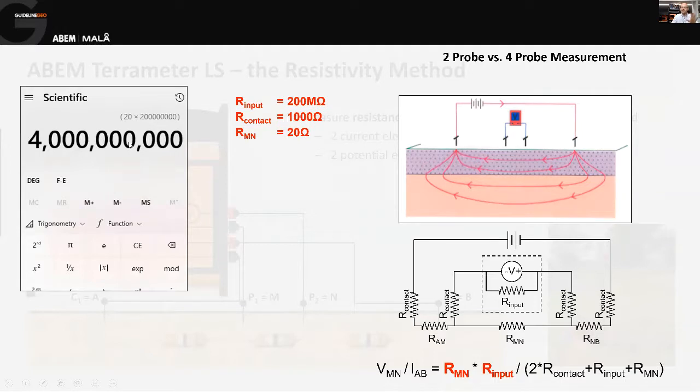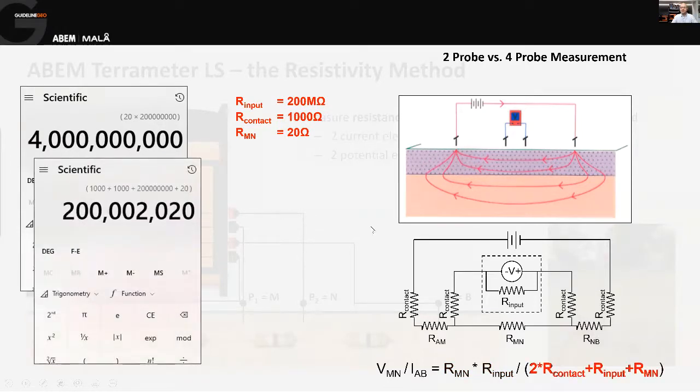Ridiculously large number, but don't worry, we're going to resolve this. If we then look at the bottom half of the equation, which is 2 times our contact resistance, so that's 2000 ohms, plus our input resistance, which is 2 million ohms, plus the bit we're interested in, the RMN, the resistance between those measuring electrodes of 20, we end up with 2,002,020 ohms.